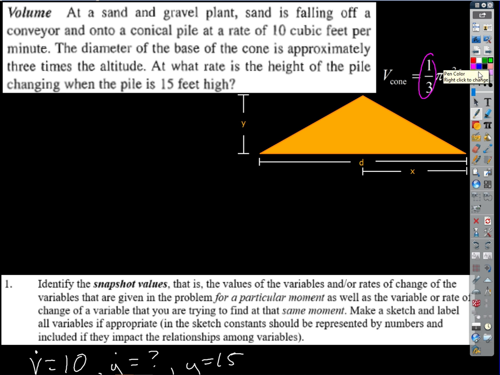If we look right here, they tell us that the diameter of the base of the cone is approximately 3 times the altitude. That's important, right? What's that tell us? That statement says the diameter of the base. What is that in terms of x's and y's? 2x, right? There's my diameter, 2x. So that's saying 2x, and if we dissect this sentence mathematically, what does the word "is" mean? Equals, good.